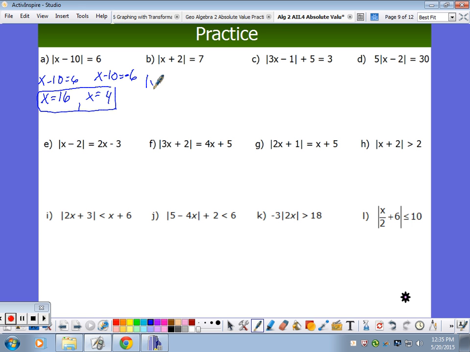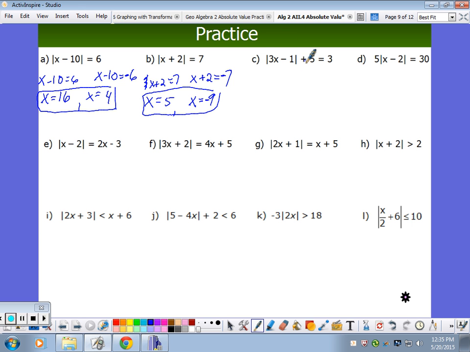Same thing here. x plus 2 equals 7, or x plus 2 is negative 7. So x is 5, or x is negative 9. Did I do it right? And you can plug them in to check: negative 9 plus 2, yep, 5 plus 2, check them.